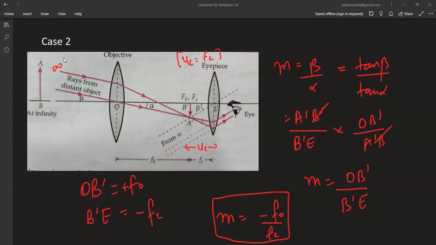Yes, Tarif. See, object is at infinity. This is just a representation to show that the object is kept at infinity. So rays from the distant objects are coming. See, one ray is coming, it is getting refracted. Then this ray is coming, this is getting refracted. So at the intersection, an intermediate image is formed.